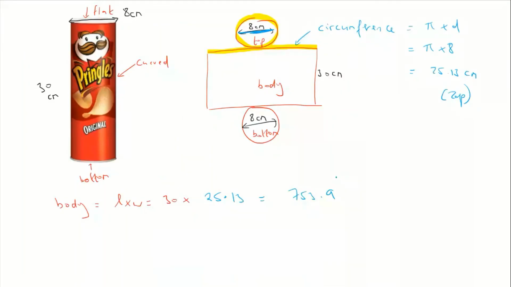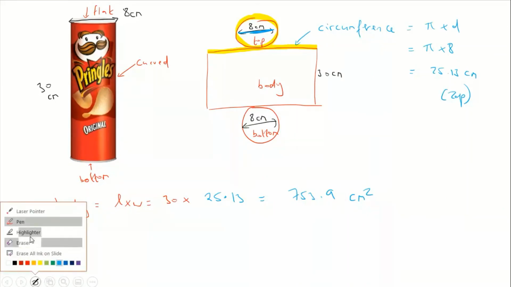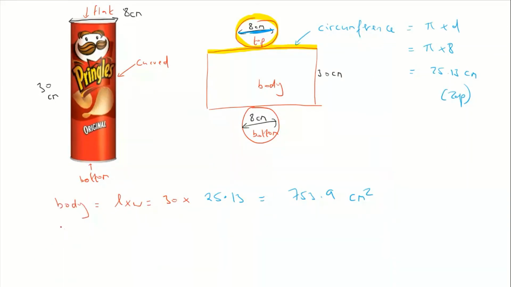753.9. Bang on. Remember, it's an area, so centimeters squared. And that is the curved surface area. There's no more curved parts on this shape. So the curved surface area is 753.9 centimeters squared. And with that, we're done.